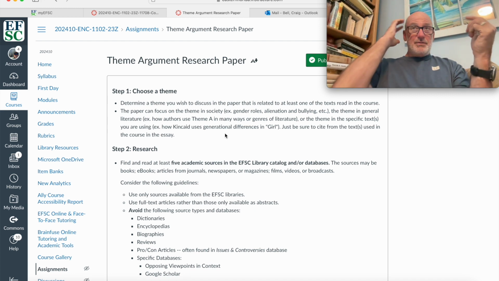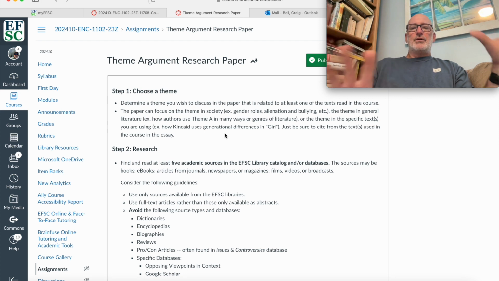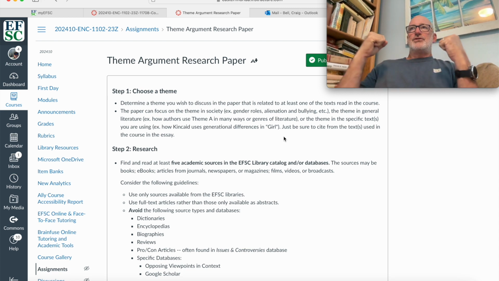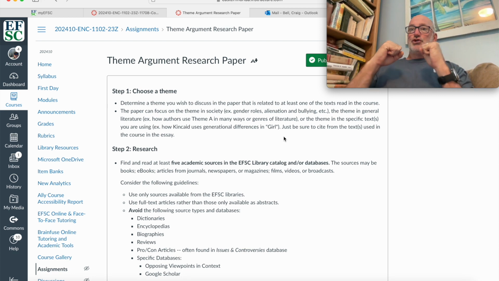Kincaid uses generational differences in Girl. It could be, well, I'm going to look up one. I'm going to show you how I did one of these in just a second. I said disenfranchisement, but you could do it with regards to symbolism, religious symbolism in Flannery O'Connor, and Raymond Carver. It doesn't have to be a poem. You could have religious symbolism in Robert Frost or Poe and Flannery O'Connor, however you want to do it. So it's going to be either society-based, general-based, or specific to a text. If you read one of the stories or the poems and love how this writer did something that really sang to you, use it, absolutely.